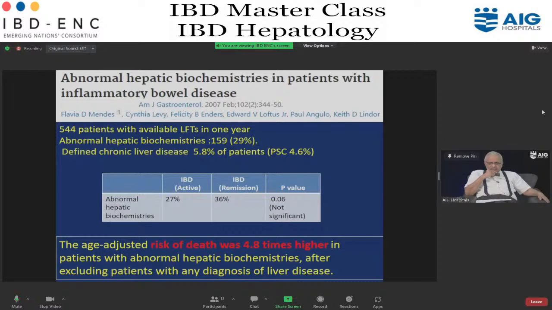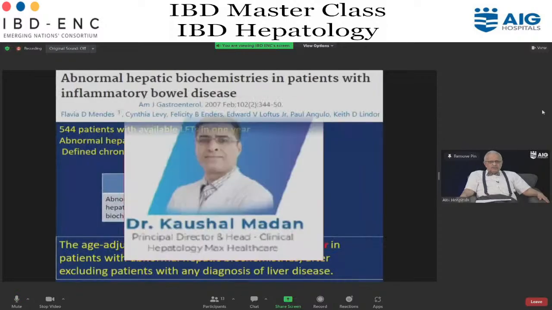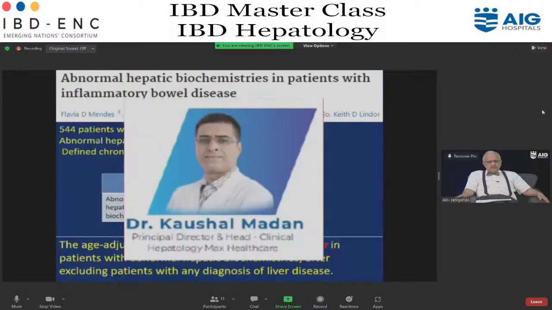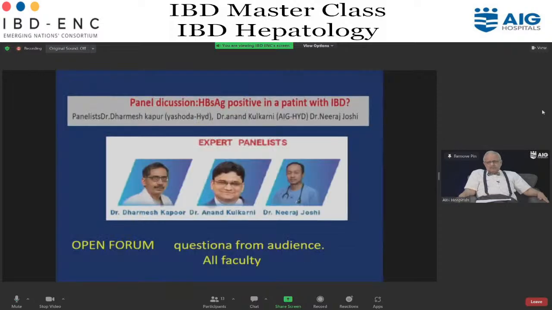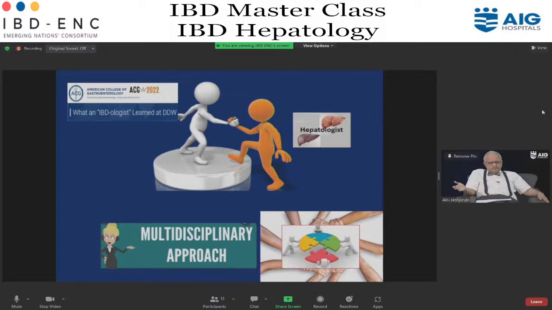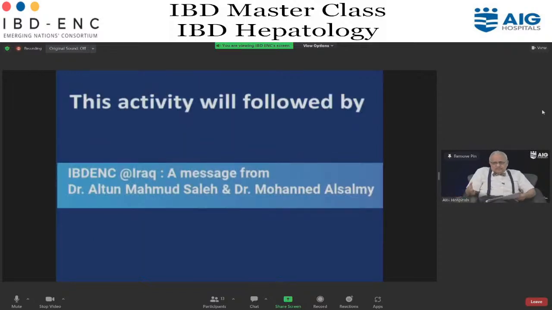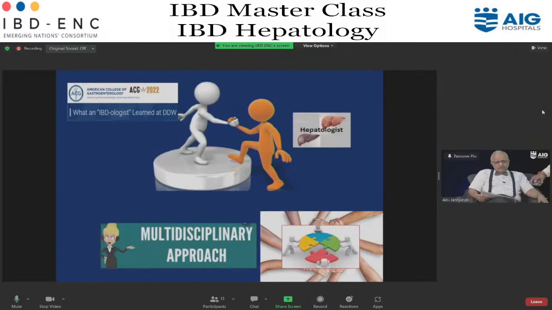What is important is their population risk of death, after excluding all the other causes. Kaushal Madan has already talked about how to go about this, as I already told you. With this we'll go on to the discussion.